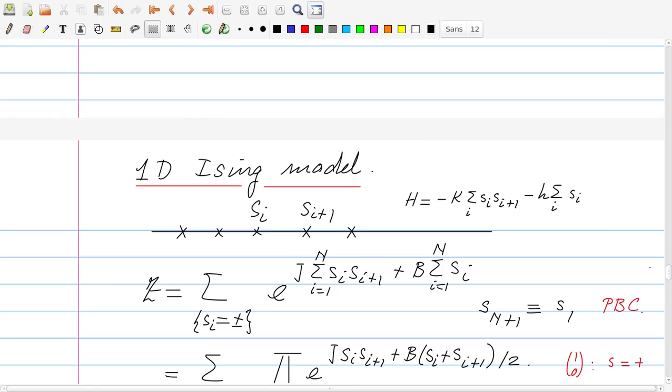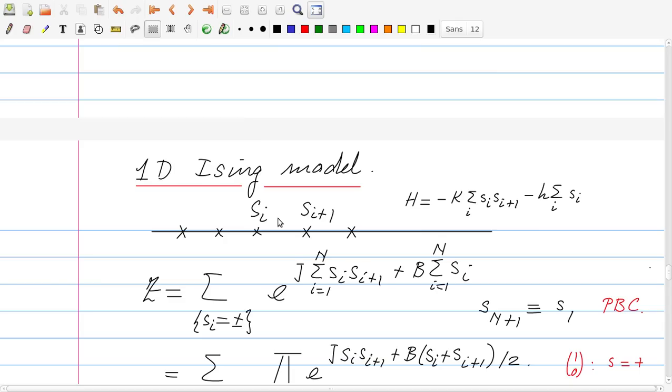I consider the Ising model in one dimension, and the Ising model in one dimension is just a chain of spins. So we have sites at regular distances, and the sites are labeled by their index i, and at each site i there is a spin which can either be up or down. That's typical for the Ising model, which allows only two states, up or down.